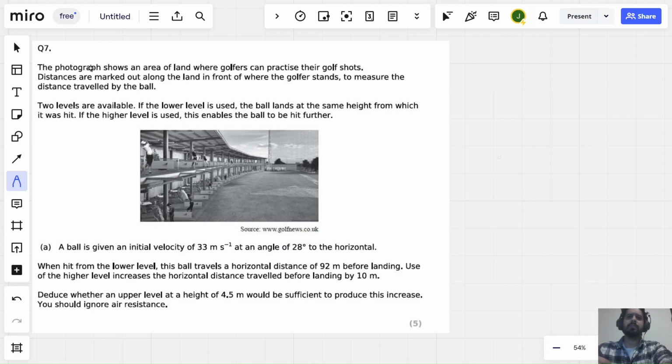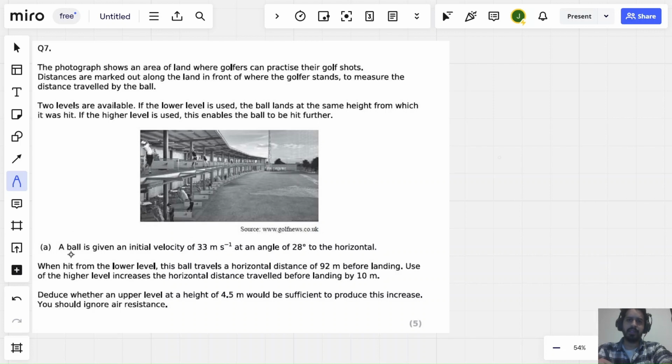The question is: the photograph shows an area of land where golfers can practice their golf shots. Distances are marked out along the land in front where the golfer stands to measure the distance traveled by the ball. Two levels are available. If the lower level is used, the ball lands at the same height from which it was hit. If the higher level is used, this enables the ball to be hit further.